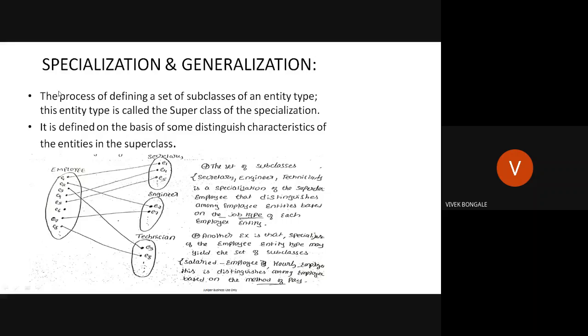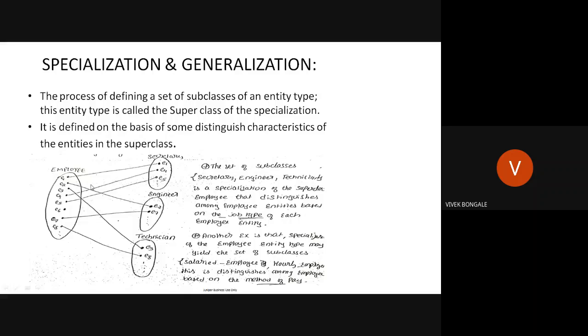So the process of defining a set of subclasses of an entity type. This entity type is called the superclass of the specialization. We are going to divide this superclass into a set of subclasses, right? Those we say is specialization. It is defined on the basis of some distinguished characteristics of the entities of the superclass.